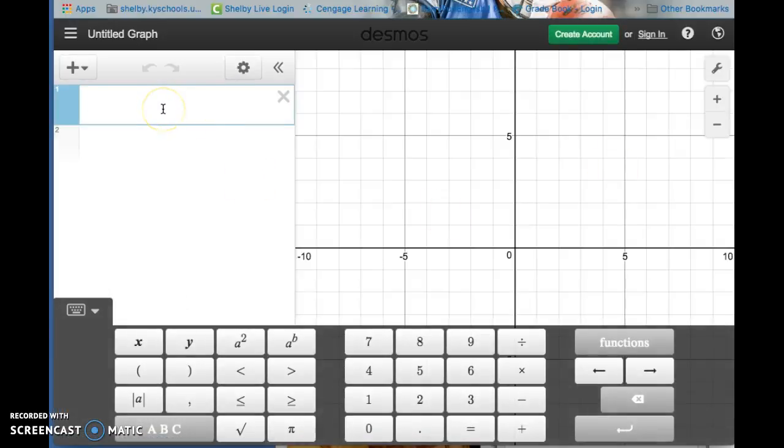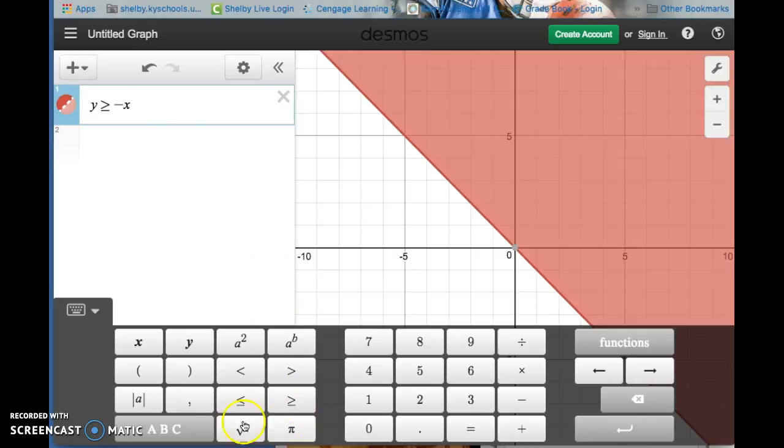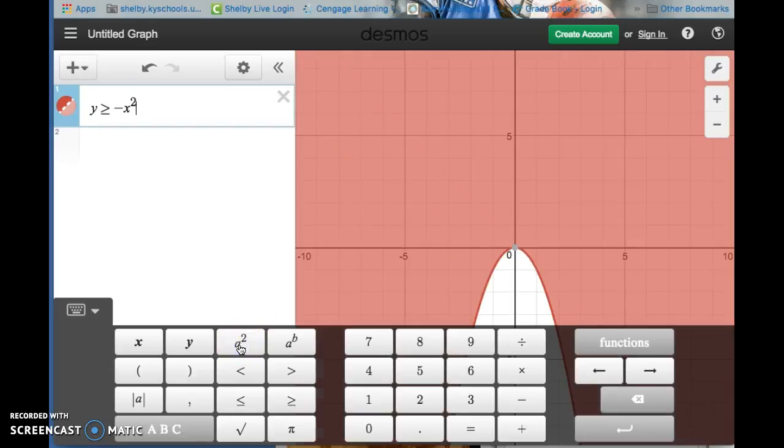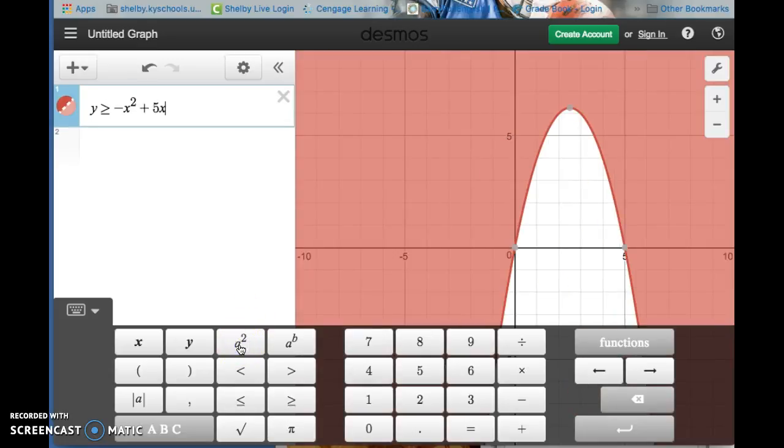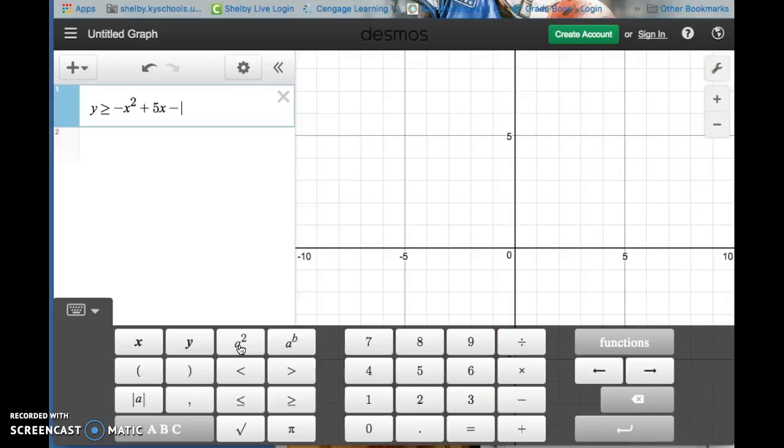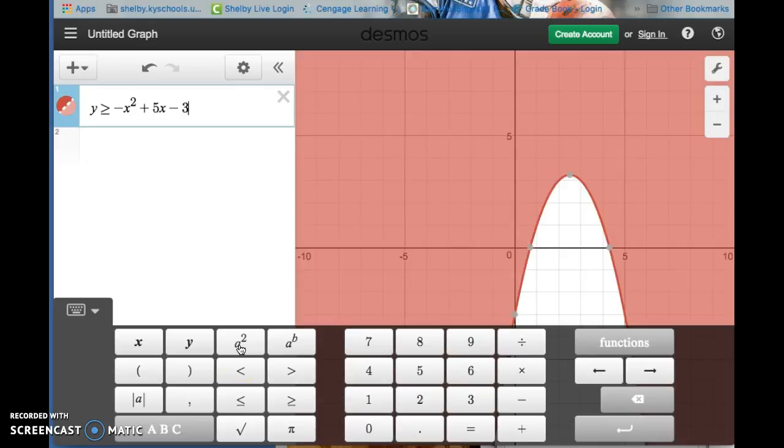Now, sometimes your inequalities are going to say greater than 0 or greater than a number, but to graph here we're going to use y. So for this first one we're going to do y is greater than or equal to negative x squared plus 5x minus 3. And there we have our first inequality in red.